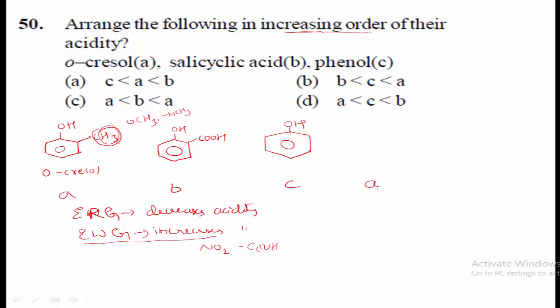We name it as A. It has less acidity than which one? The COOH group is present in salicylic acid and hence it increases the acidity. But here there is no electron releasing or withdrawing group, hence it is a simple phenol which is slightly more acidic than orthocresol. Hence A is less than C, and C is less than B, because B is more acidic due to the presence of COOH. So we can arrange these compounds as A is less than C is less than B. So which option is right here? Option D is the right one.